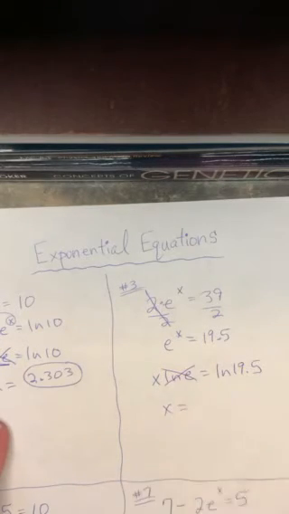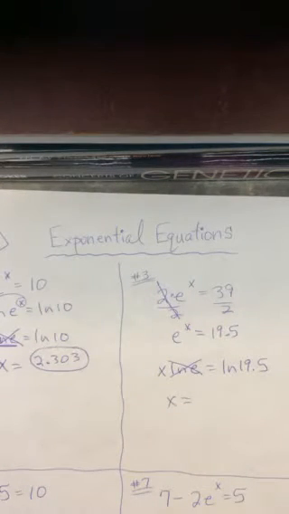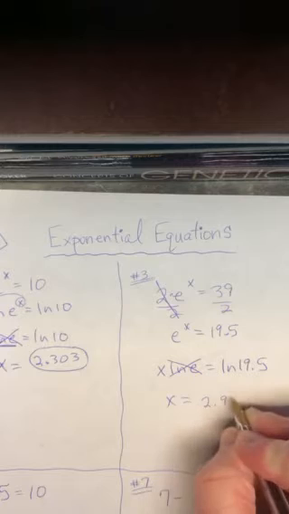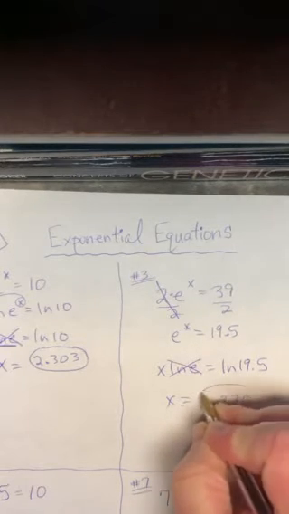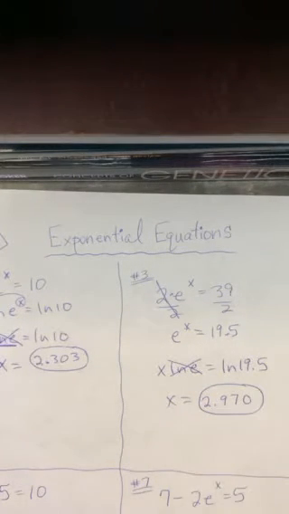So x equals, and I'm typing ln of 19.5 and getting 2.970 to the nearest 3 places. Okay? So far, so good.